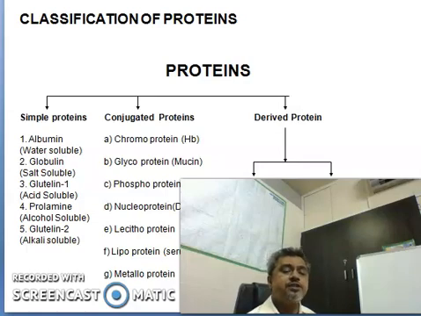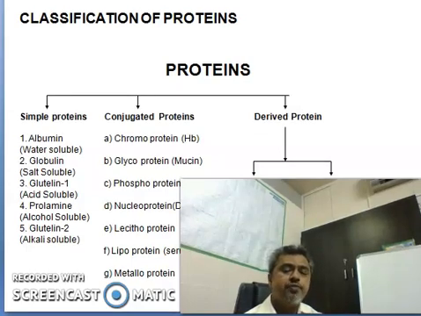Secondary derived are proteases, metaproteins and peptones. These are the classifications: simple protein, conjugated protein, and derived proteins. You have to remember this. Albumins are water soluble; globulins are salt soluble; glutenin is acid soluble; prolamins are alcohol soluble. And glutelins too, it is part of that.